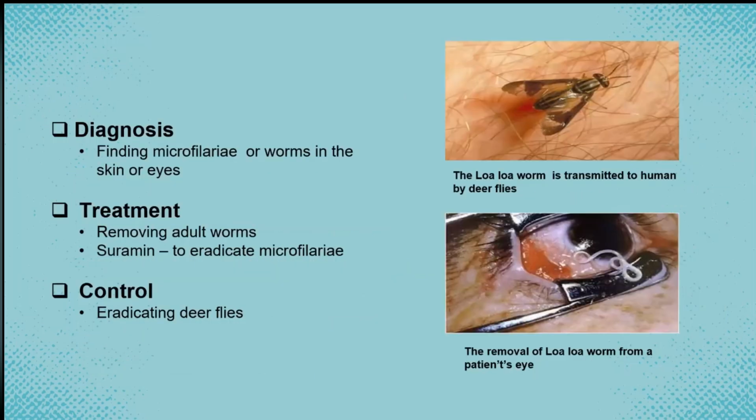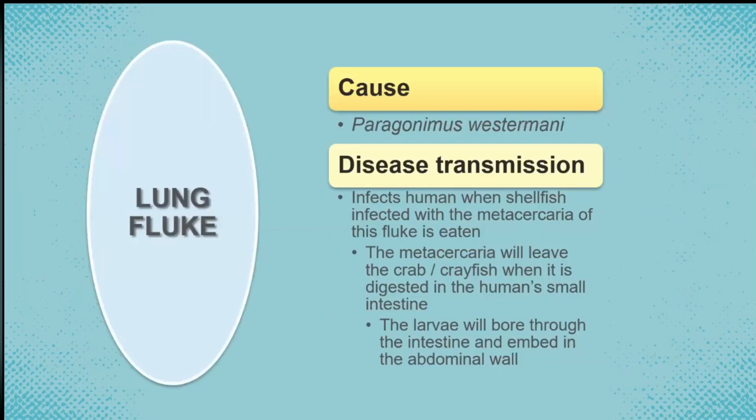Diagnosis: finding microfilariae or worms in the skin or eyes. Treatment can involve removing adult worms to eradicate microfilariae. Control: eradicating deer flies like in this picture. And next is lung fluke.